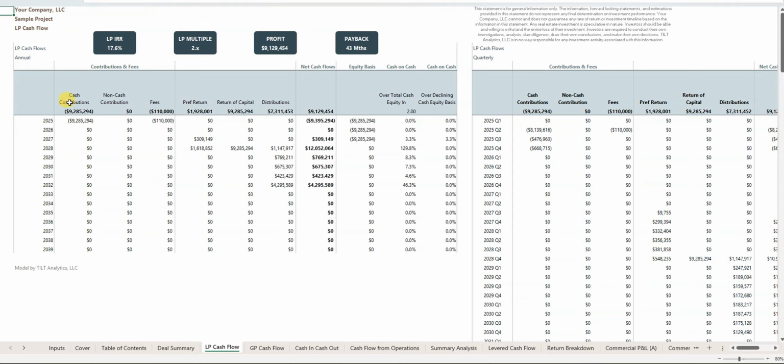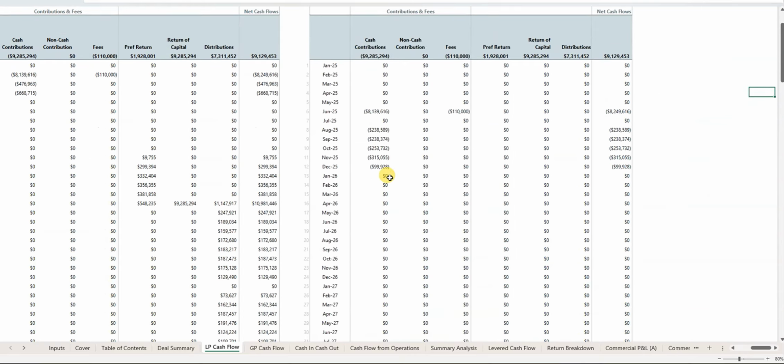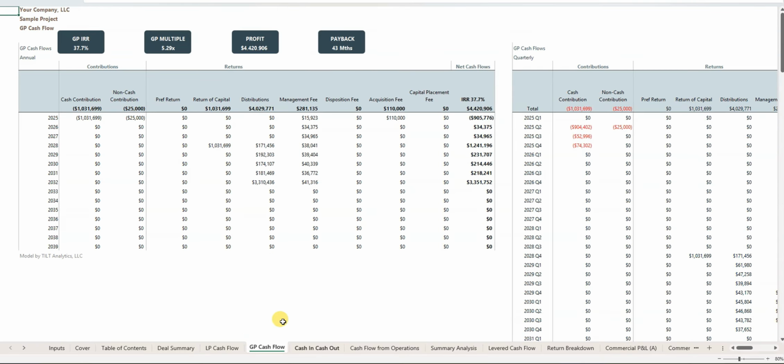So the investors often like to see, when do they put their money in? When do they get their preferred return, return of capital, distributions of profit out? What's their IRR? What's their multiple, profit, and payback period? And you see that I can see the numbers annually. And if I scroll over, I can see them quarterly and monthly as well. Analogous sheet for the GP.